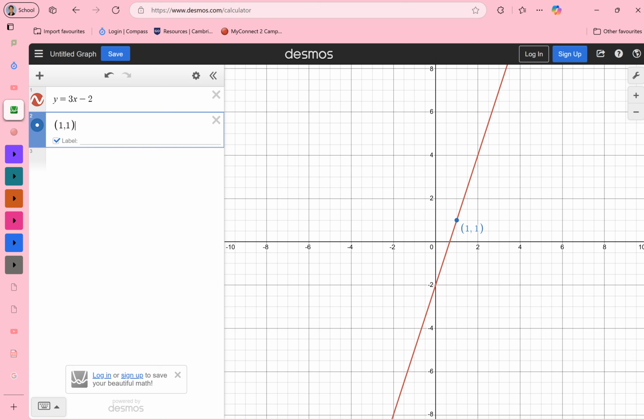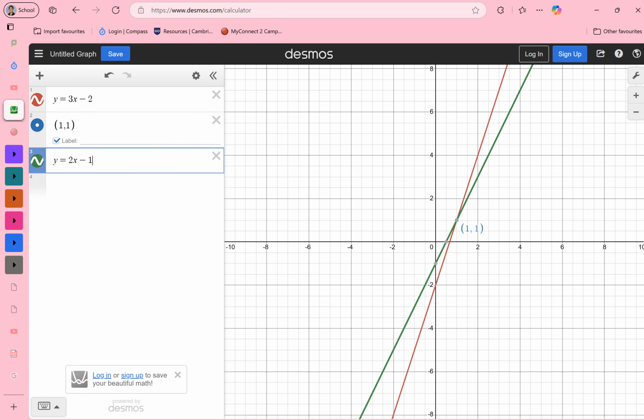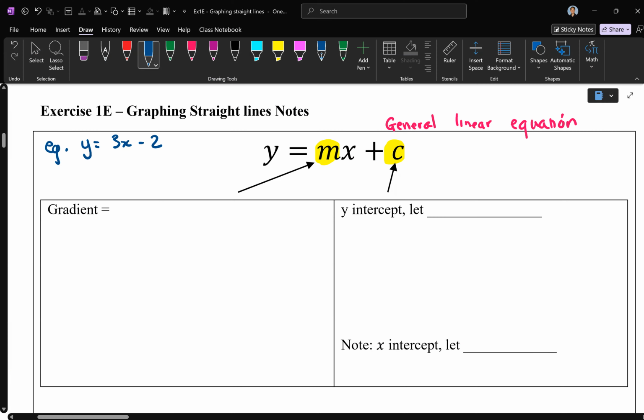So m and c are your parameters. For every single straight line, there is only one set of parameters for that straight line. For example, if I drew another straight line, y equals 2x minus 1, I change the numbers, I get a separate line. That's the difference between parameters and variables. So when you're solving for an equation of a straight line, all you need to find are the two parameters, m and c. So let's start off.